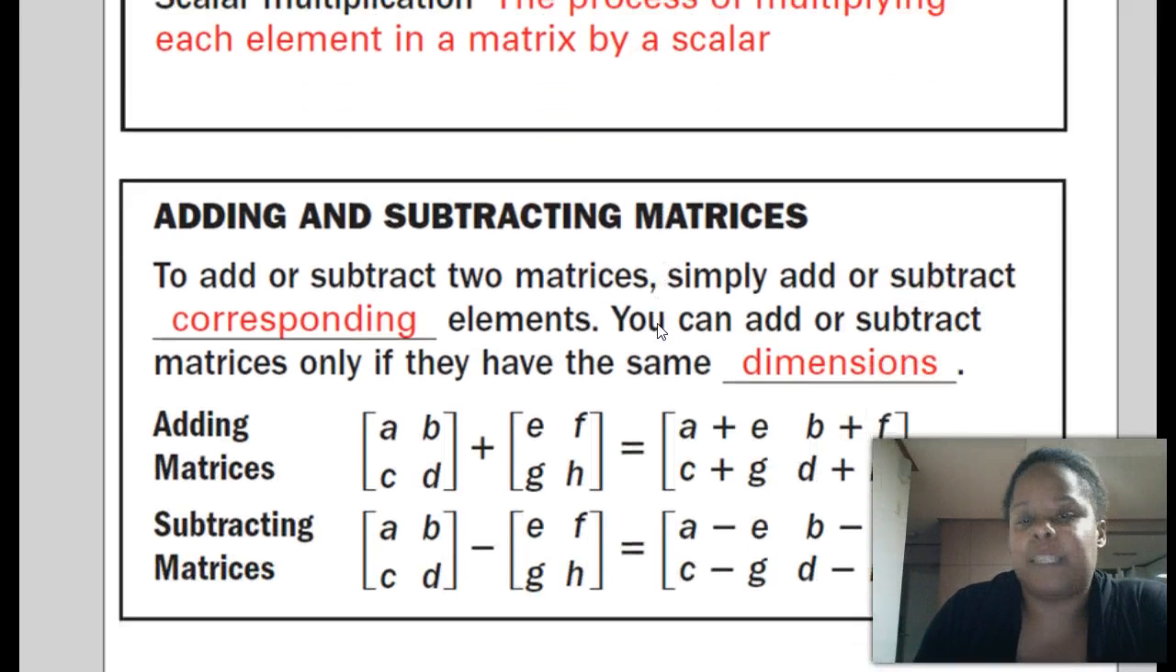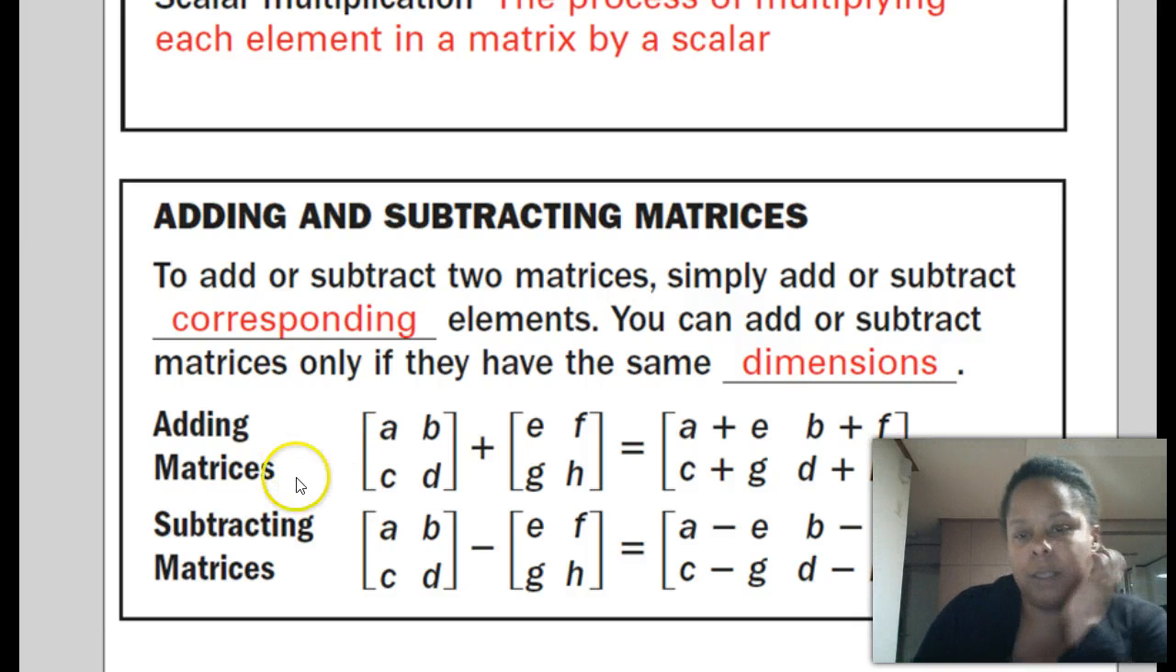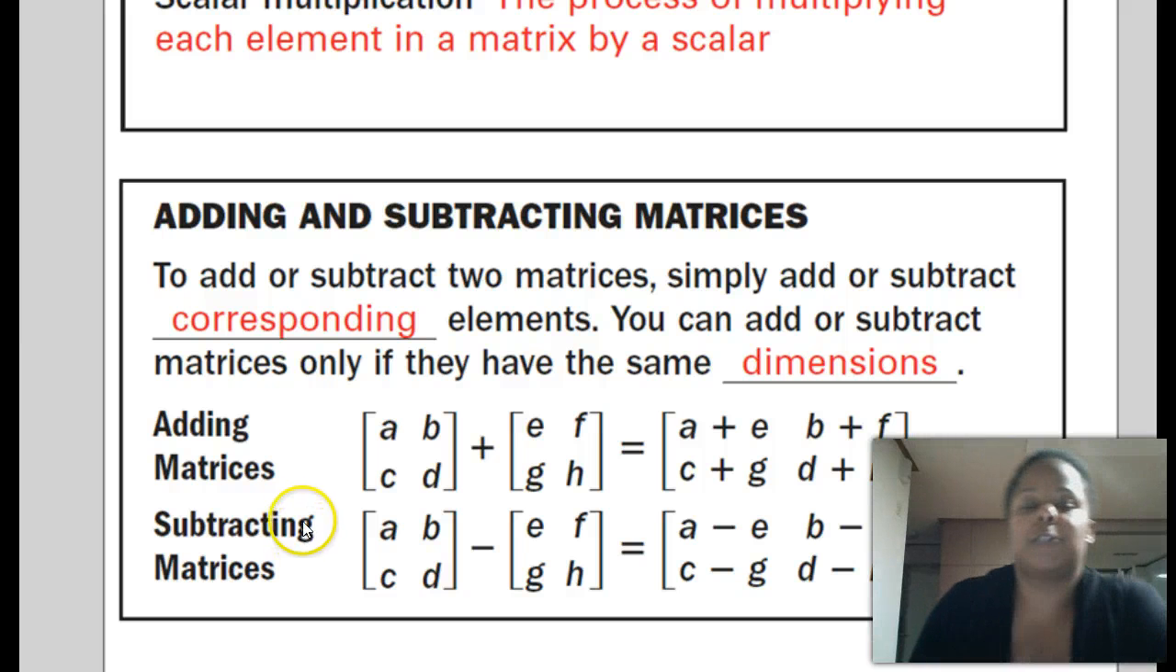And then for adding and subtracting matrices, first of all, if you're going to add or subtract matrices, they have to have the same exact dimensions. In other words, they have to have the same number of rows and the same number of columns. If not, you can't add or subtract the matrices. If they do have the same number of rows and the same number of columns, then you can add or subtract them. And how you do that is you take each corresponding value.